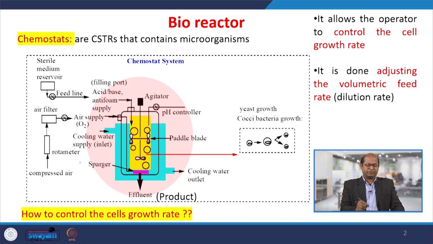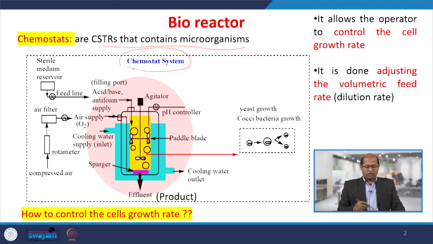In this course we have already discussed bioreactors. Today we will discuss the bioreactor called the chemostat. It is one kind of CSTR. These reactors contain microorganisms, and hence it is called a chemostat or bioreactor. We have already discussed the details of the chemostat reactor.